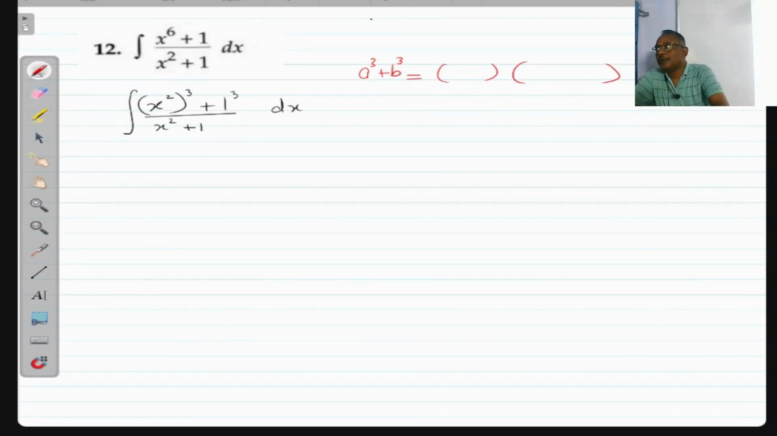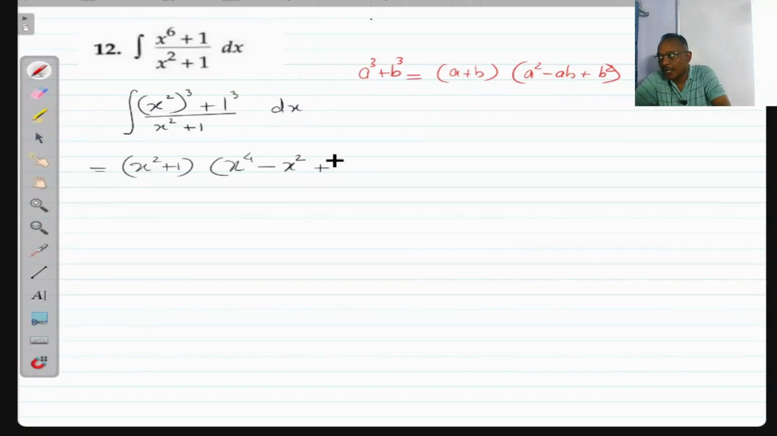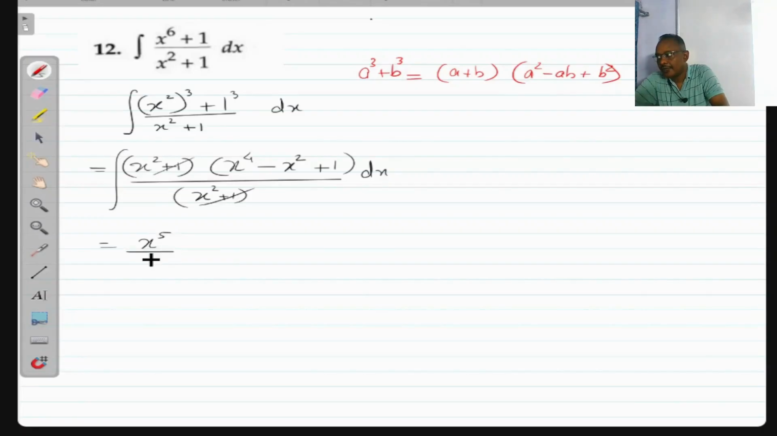A cube plus b cube is a plus b times a square minus ab plus b square. So x to the power 6, x square whole cube plus 1 whole cube, is x square plus 1 times x to the power 4 minus x square plus 1, and x square plus 1 will get cancelled out, and therefore the integral of x4 is x5 by 5, the integral of x square is x cube by 3, the integral of 1 is always x, and that's the answer.